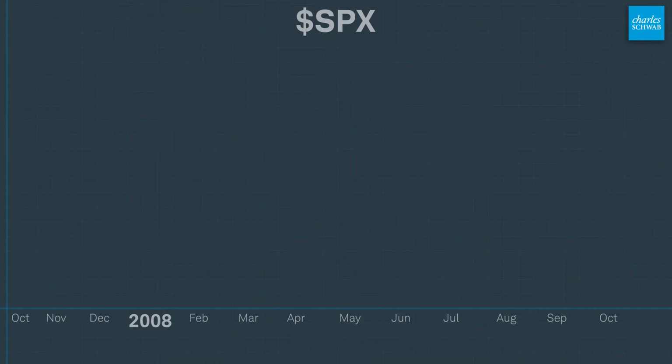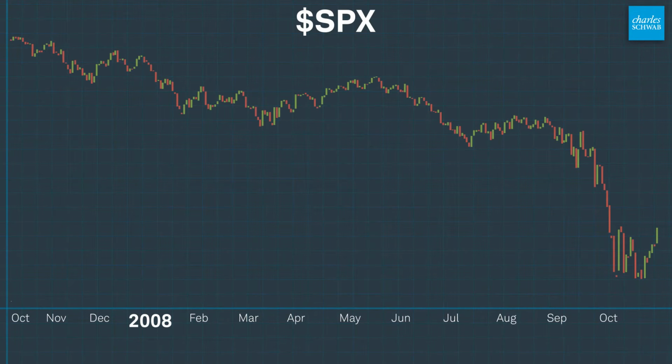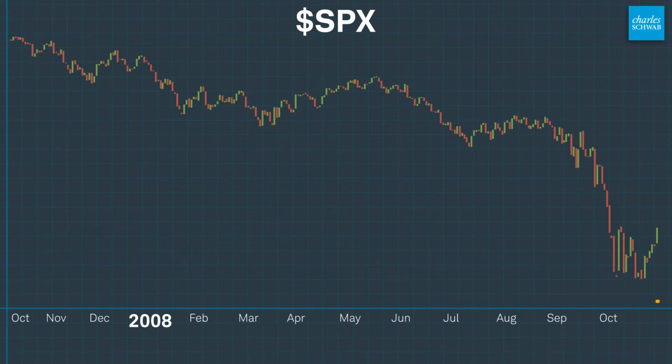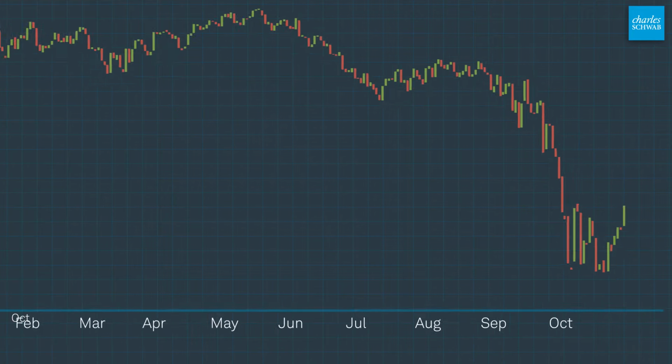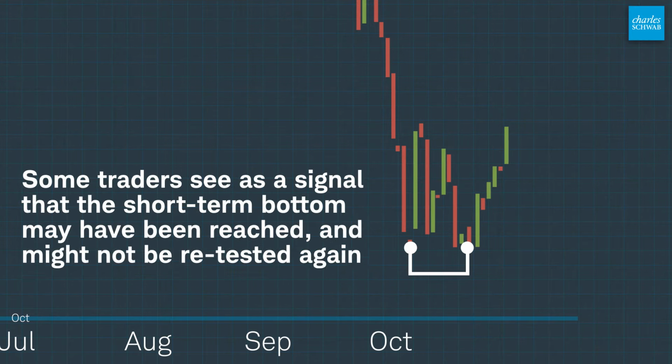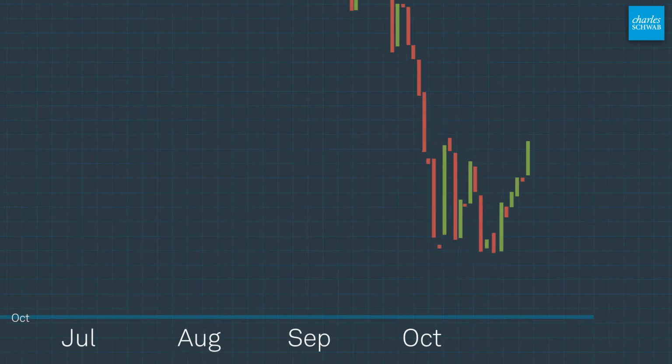Let's look at a key example using the S&P 500 index. We're looking specifically at the period between October 11th of 2007 and October of 2008 to highlight the peak to trough move. Here we see that the price touches matching lows about 2.5 weeks apart, which some traders see as a signal that the short-term bottom may have been reached and might not be retested again.